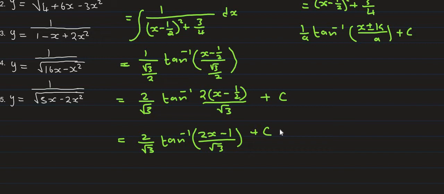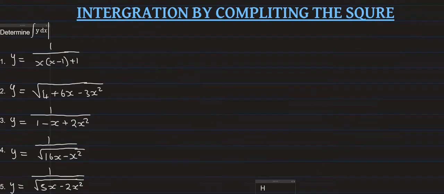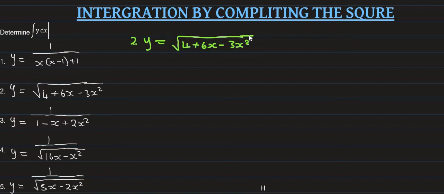Okay, that is the answer. Now let us look at question number 2. Question number 2 is going to be the square root of 4 plus 6x minus 3x squared.